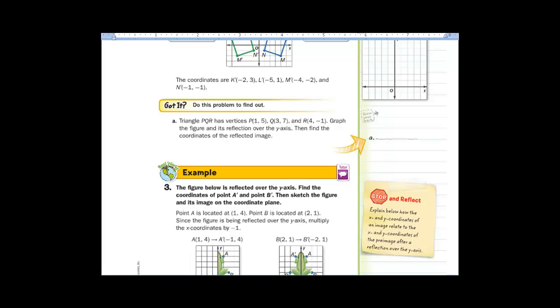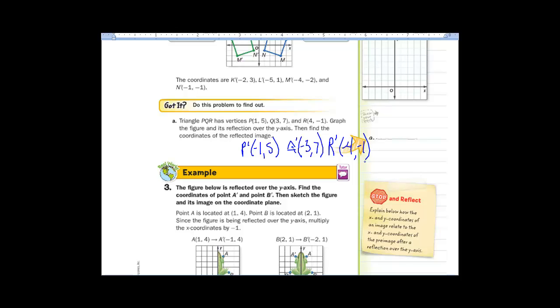So go ahead and try A. On A, triangle PQR has vertices P(1, 5), Q(3, 7), and R(4, -1). Graph the figure, which you would have to do, and reflect it over the y. So I'm just going to give you the coordinates of the new points. If you reflect it over the y, then that means the x's change. So P prime, (-1, 5). Q prime, (-3, 7). And R prime, (-4, -1). Make sure you are putting the primes with those.